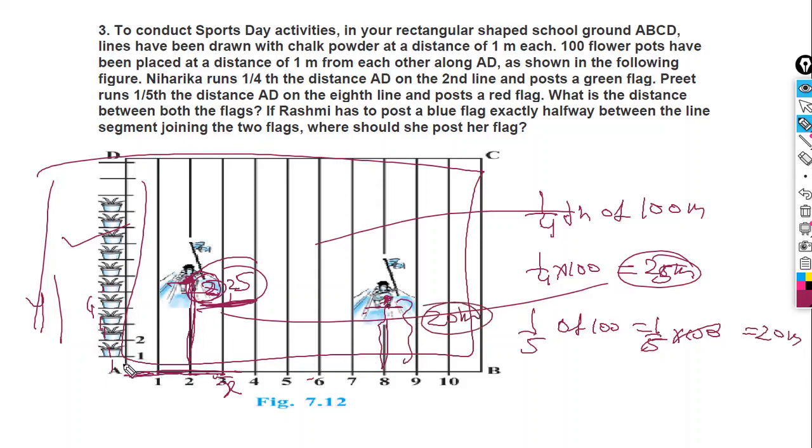Okay, and the x axis distance is, you can see, 8 meter. So the coordinate of this red flag will be here (8, 20). Now we have to find the distance between this red flag and blue flag. Let's move to the solution now. We know the distance formula, so we can find it.